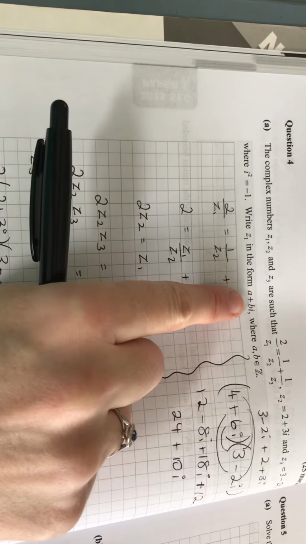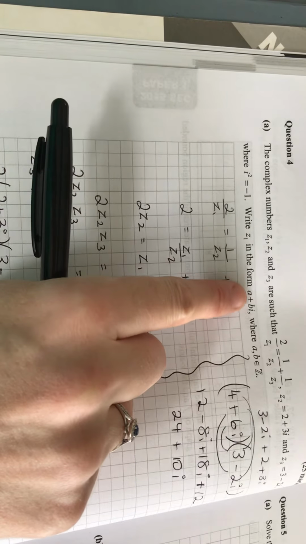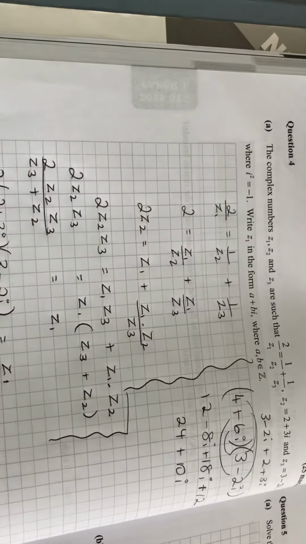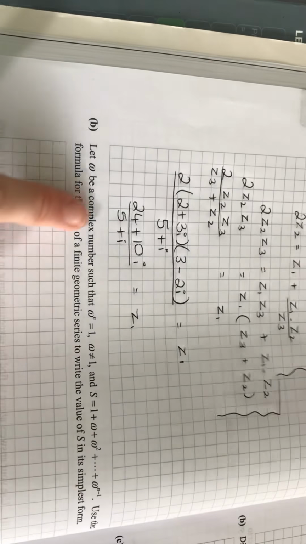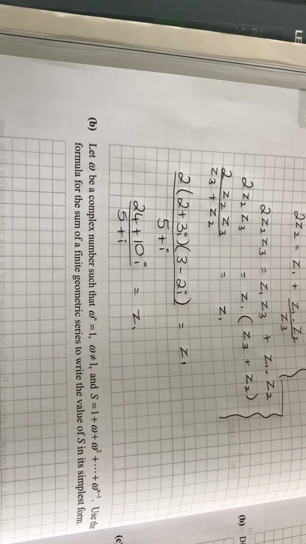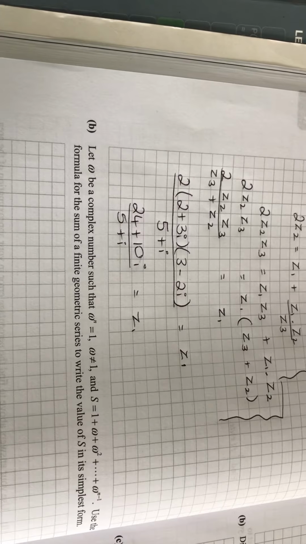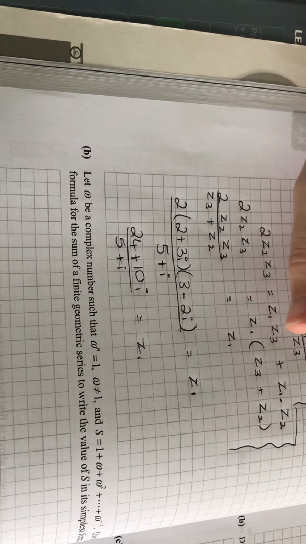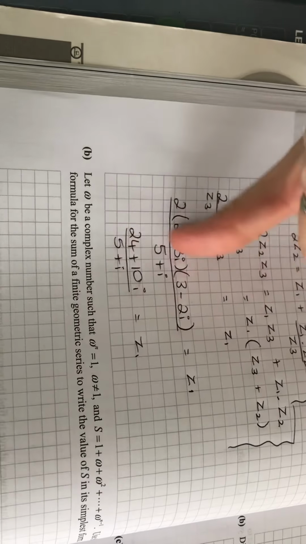Did I give it to them in the form that they wanted? No, not yet. So they want it in this form, where A and B are integers. What they're really saying is, I don't want this fraction here. I don't want a complex number on the bottom line. So how do we do this?